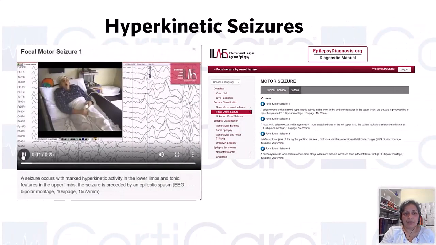Another example of hyperkinetic seizure, here there is lower limbs tonic features in the upper limbs. It's more or less similar to what we just saw. So I'm going to skip this particular video here.